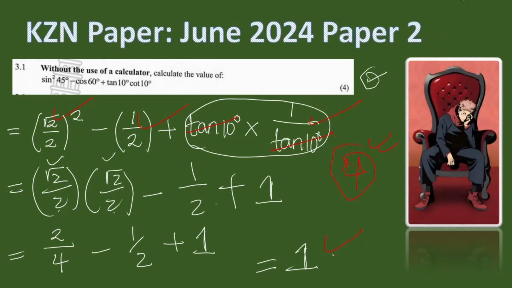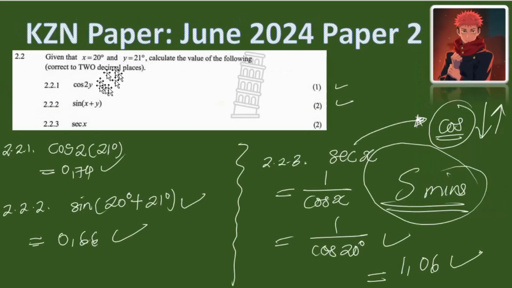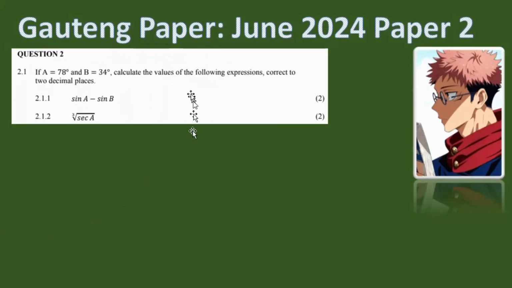Right? Next part. This time I'm picking up a question from the Gauteng question paper. Again, I want you to see the trend here. In the KZN paper, question 2, they had a question like this, whereby we had to use the calculator. Afterwards, the follow-up question, which was question 3, they said do not use a calculator. Now, the Gauteng paper also starts with this, whereby they are saying correct to 2 decimal places, which means they are saying to you, use a calculator here.